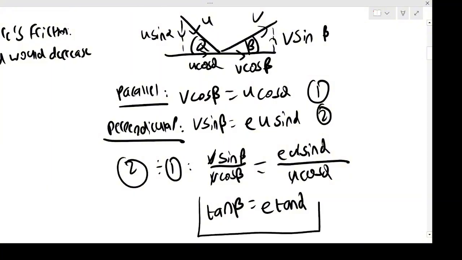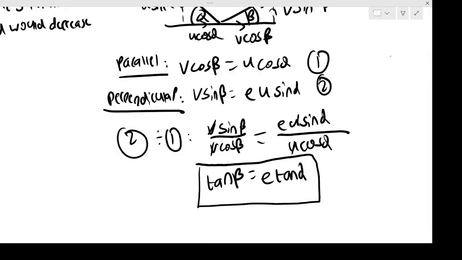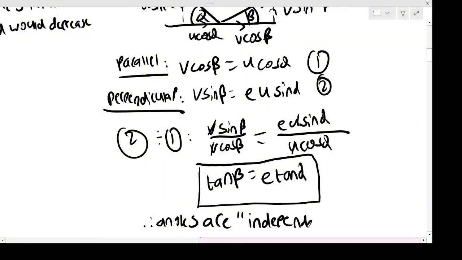Now, that tells me if I was to work out any of the angles, it doesn't involve the speeds at all. It only depends on e. And remember, e is just a constant between 0 and 1. So the angles themselves don't depend on the speeds. So yes, the speeds are decreasing, the speeds will change, but that doesn't mean the angles will change. So what we say is that the angles are independent of the speeds.